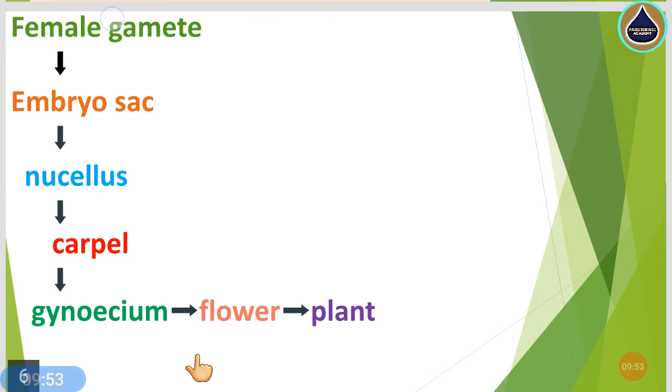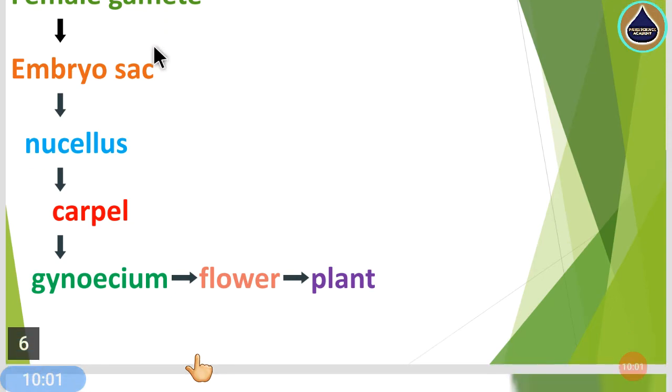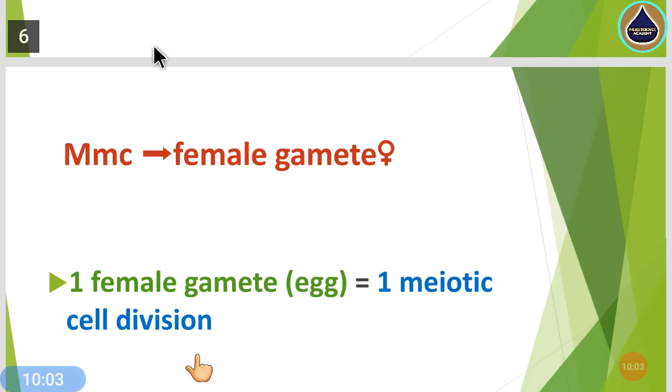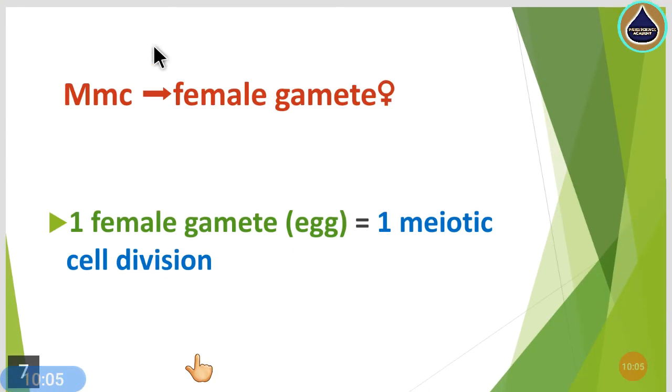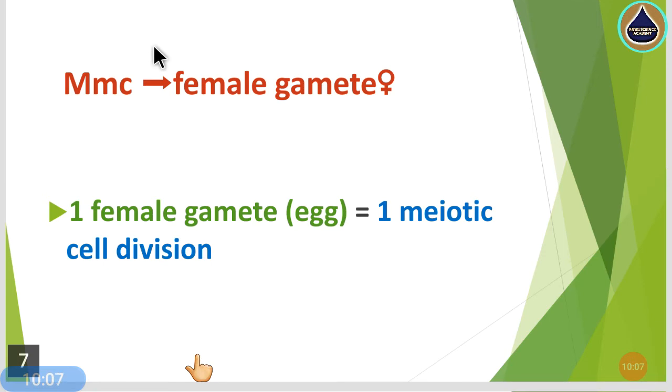So likewise, the other requirement besides the male gamete is a female gamete, and I have tried to explain this female gamete in this lecture. Now we'll see how many cell divisions are needed for the formation of the female gamete.